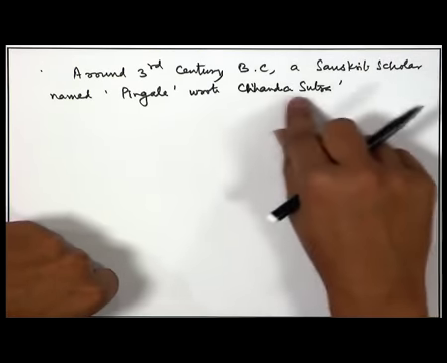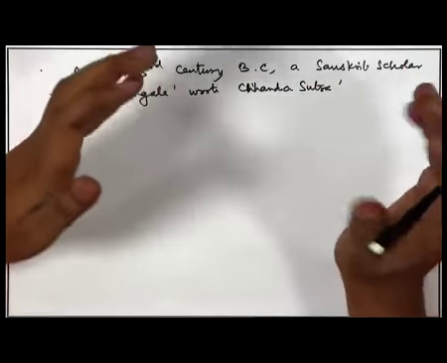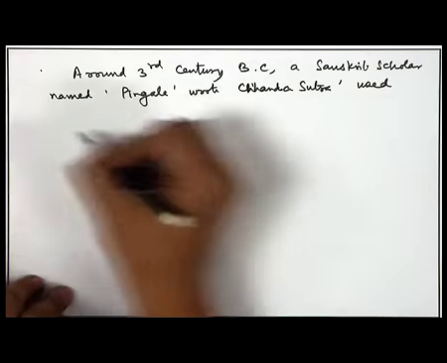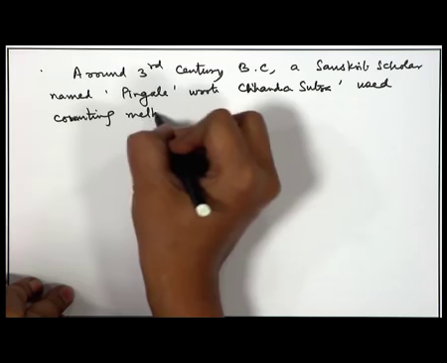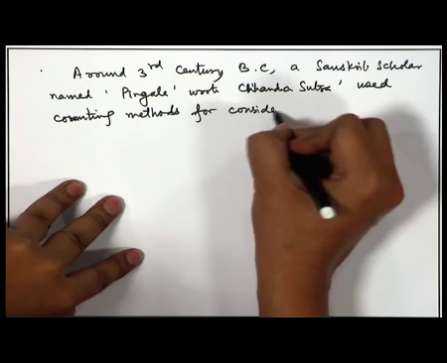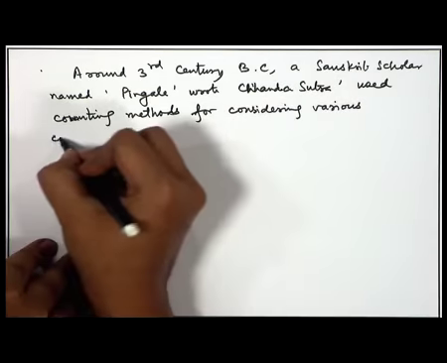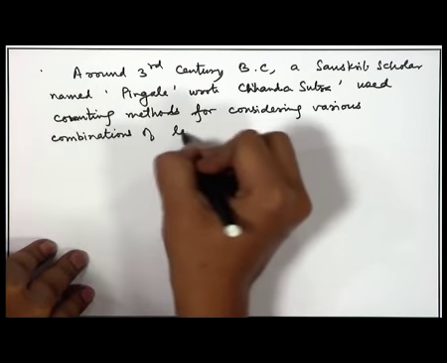So, as you can understand from the name, Chand Sutra means how to write various chandas with different types of combinations. So, for example, you have these many matras, these many letters, etc. So, he used counting methods for considering various combinations of letters.